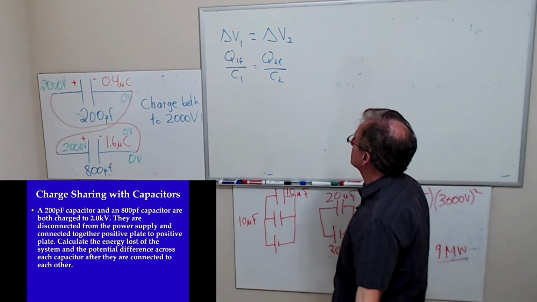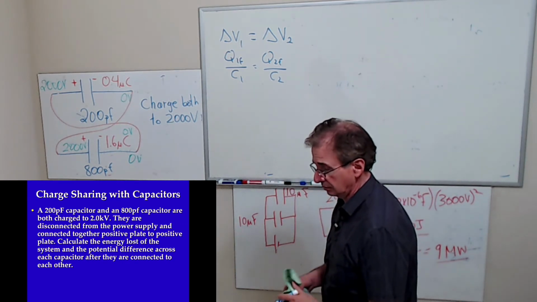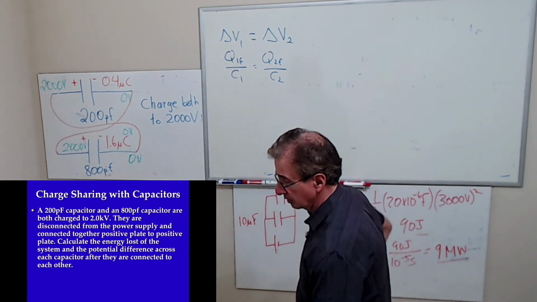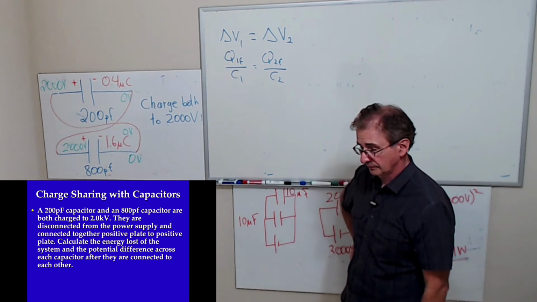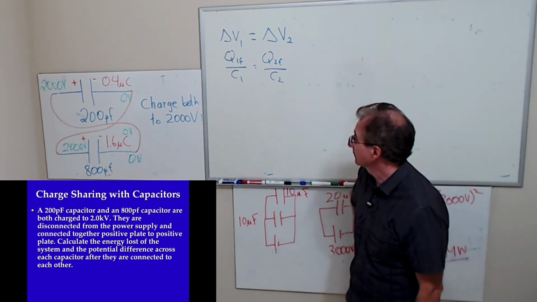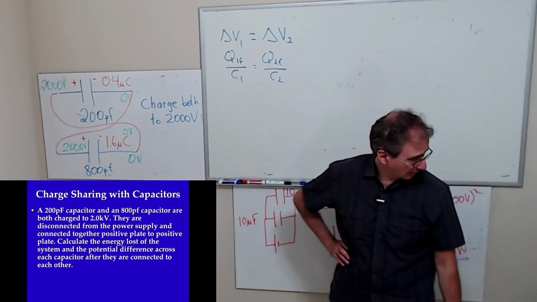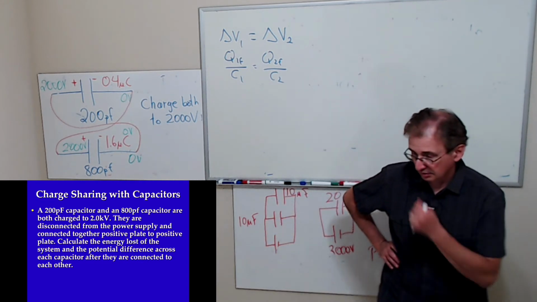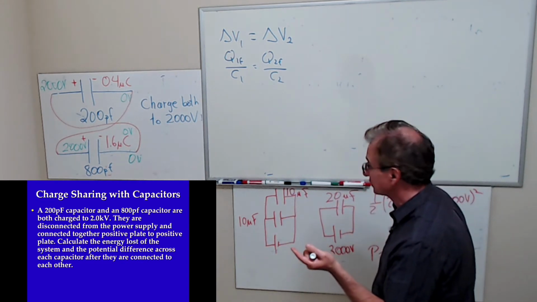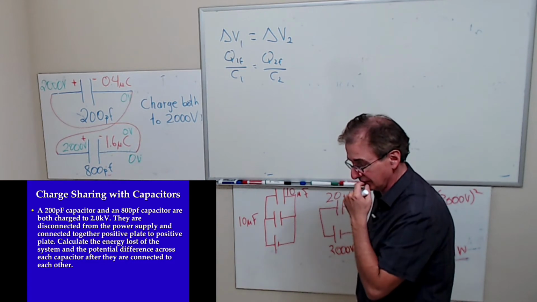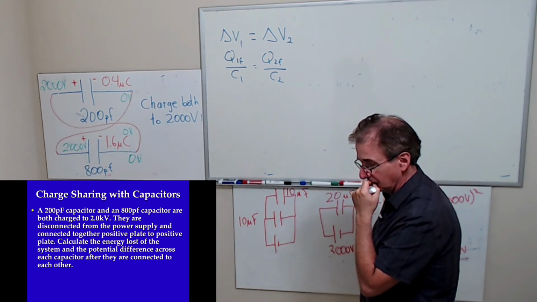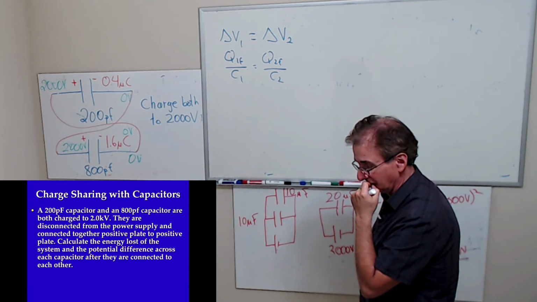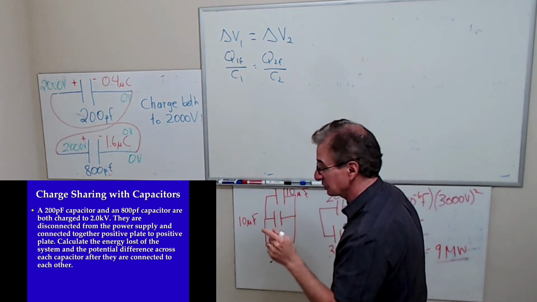Okay, well, I have one equation and two unknowns. Where do I go from there? Now what? Where am I going to get my second equation? Well, how did we do the charge sharing problem the other day? Is it from the initial charge? Yeah, what's my initial charge?